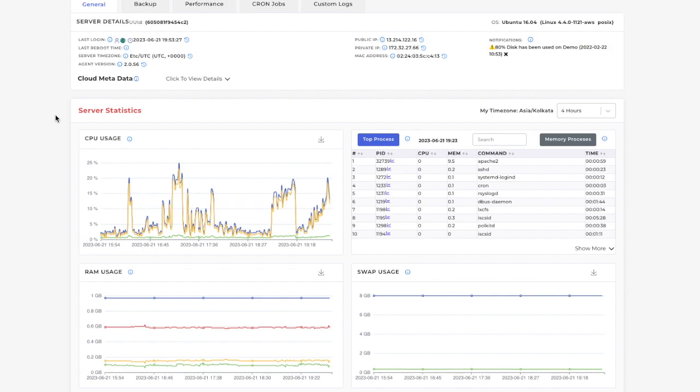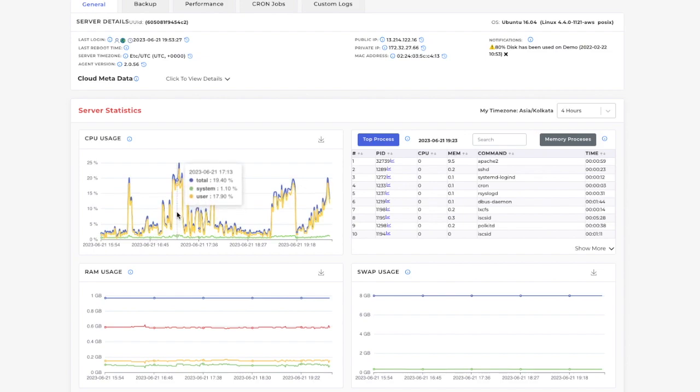Gatekeeper makes it really easy to identify which processes are currently actively using CPU. All you have to do is move your mouse over the CPU usage chart, and the processes active at that time are displayed in the top process widget.